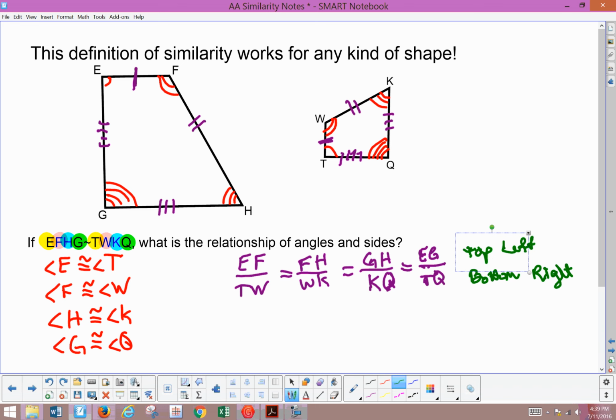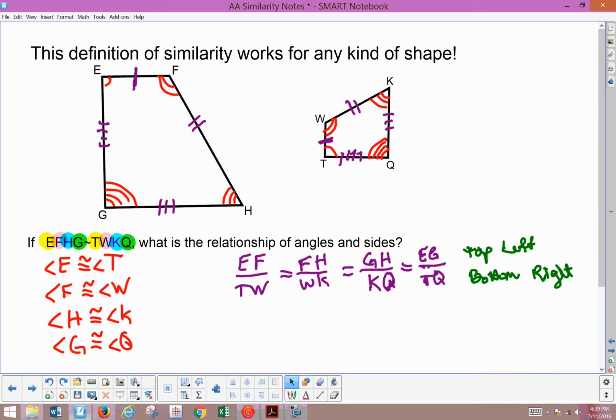It's really important that you keep the same figure on top. If I started off with the figure on the left on top, then I have to make sure every single one of my top numbers came from the figure on the left.